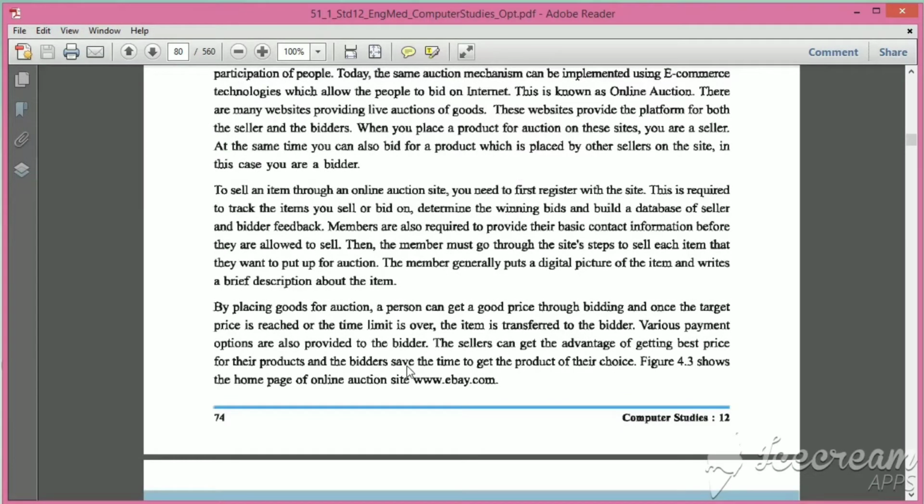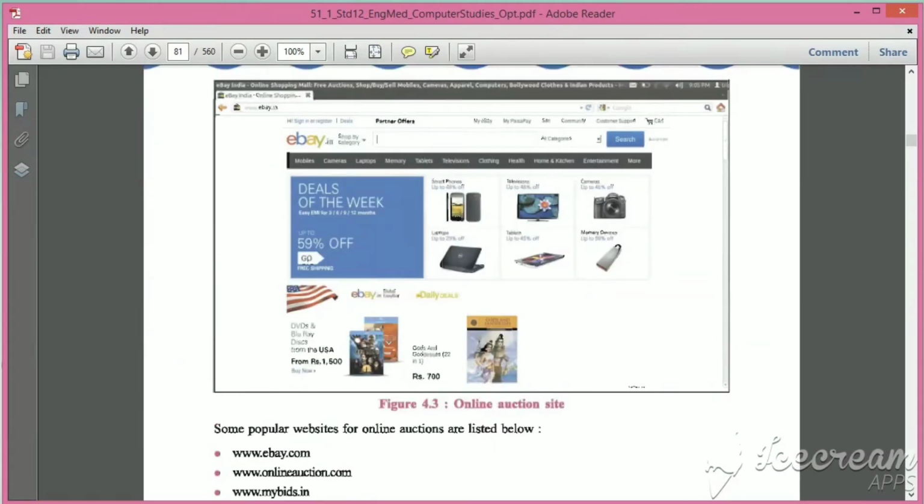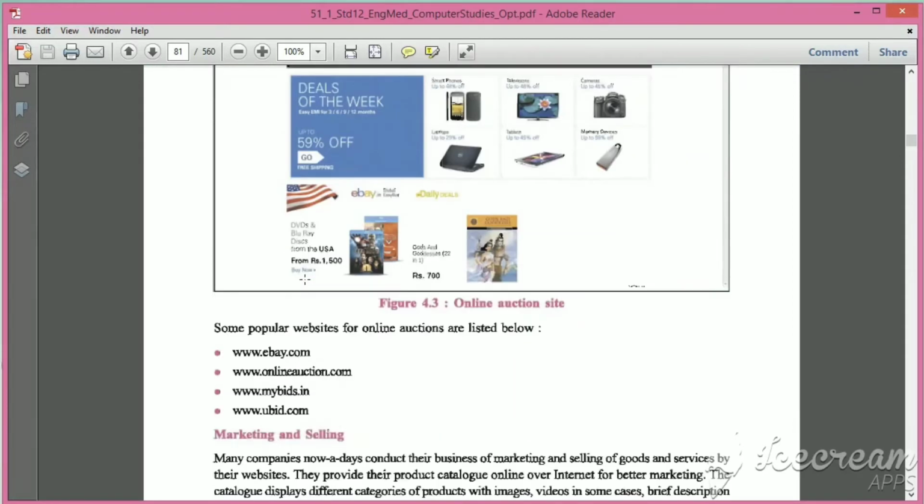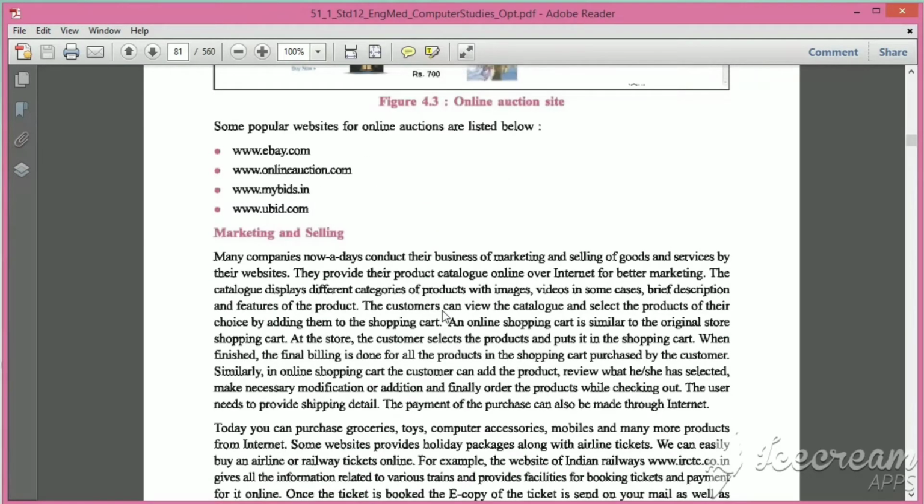The most important website for selling or buying electronic goods or any goods is www.ebay.com. See, figure 4.3 is the web page for the eBay website. Other examples of online auction websites are onlineauctions.com, mybids.in, ubid.com. The next application is marketing and selling.